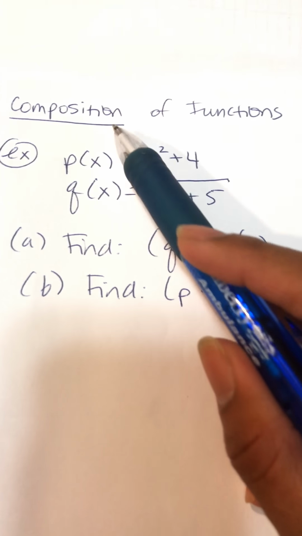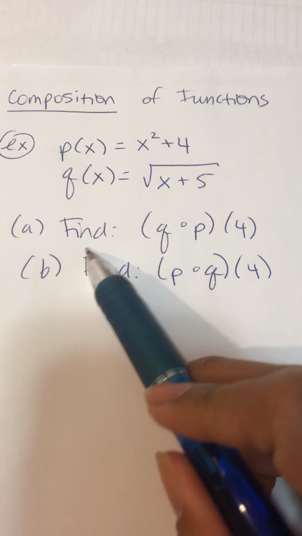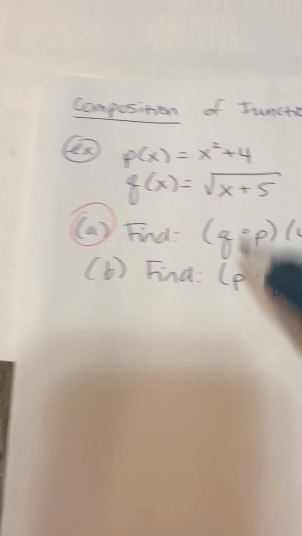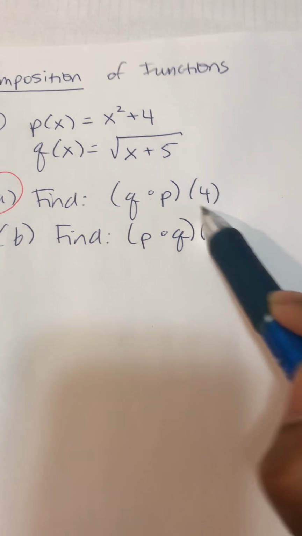So here are two functions. Composition of functions: here are two functions, and we'll do part A first. Part A says to find the composition of Q composite P with the input 4.